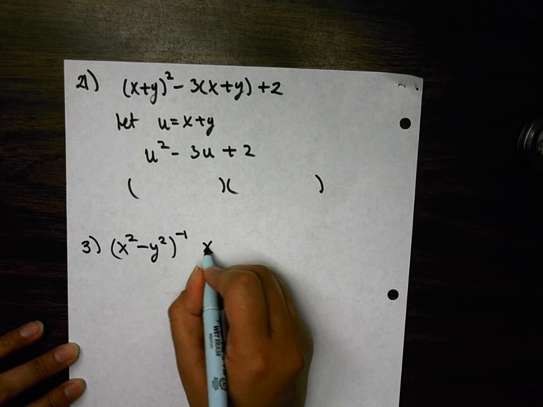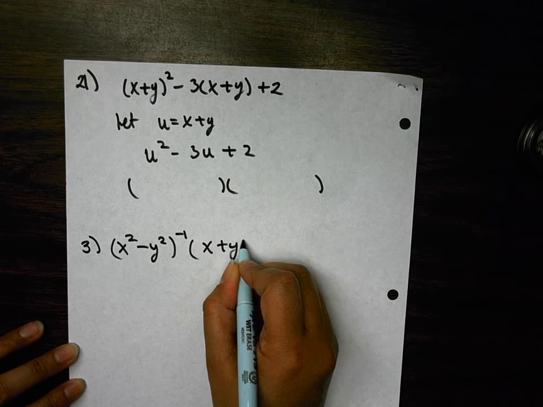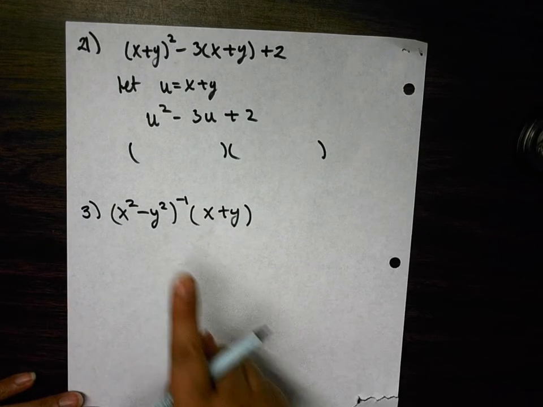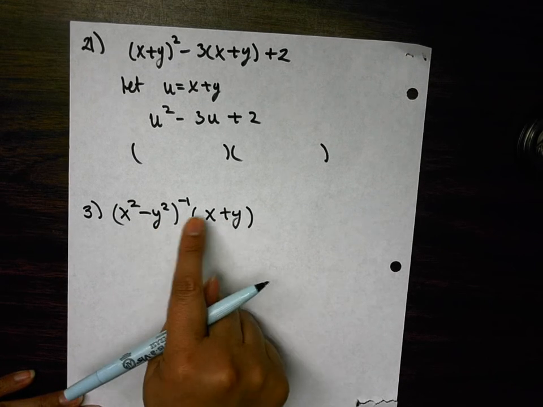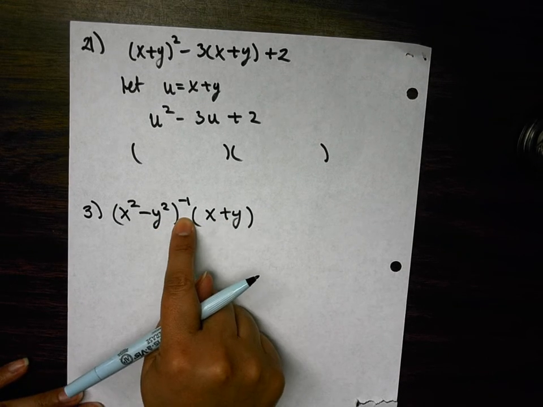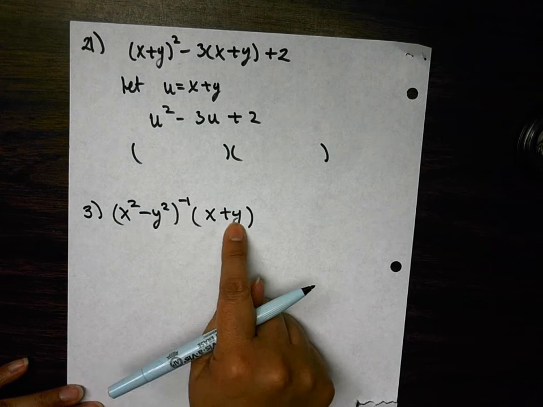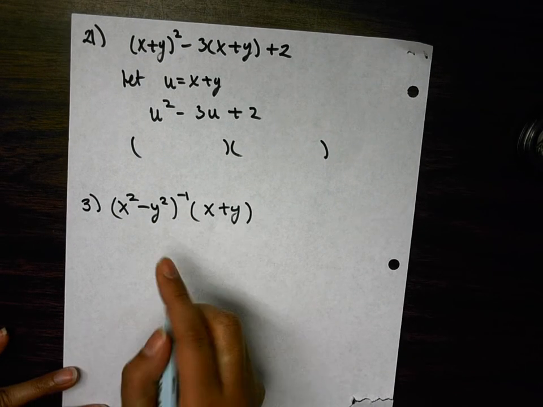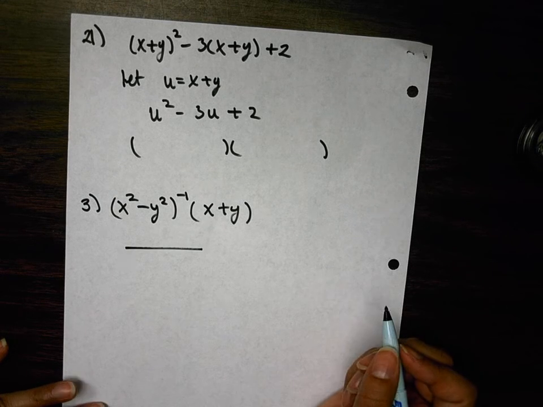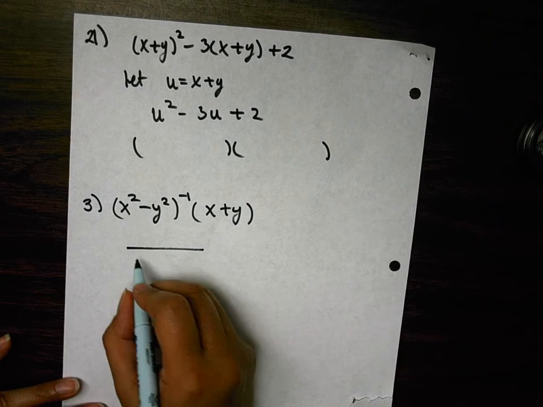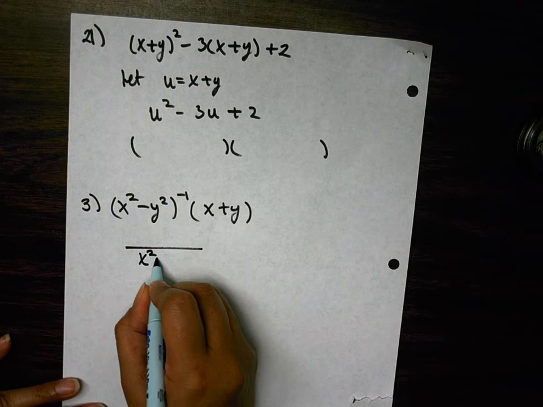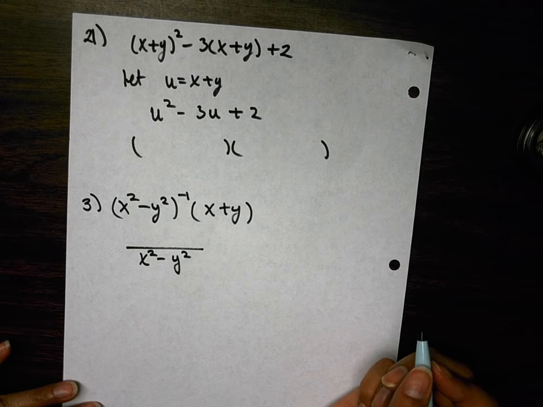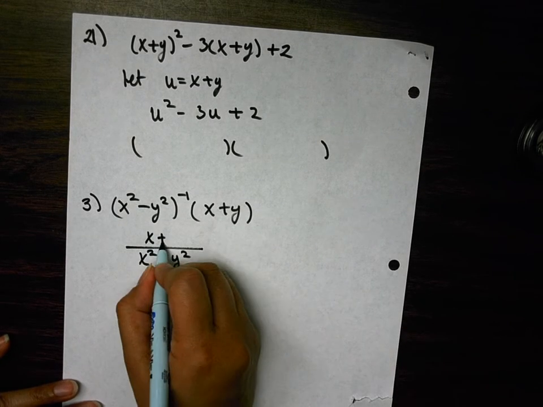X squared minus y squared raised to the negative 1, and then x plus y in parentheses. Is that correct? And how are these two held together right here: multiplication, addition, or subtraction? Okay, so because this is one big term, chunky, but held together with multiplication, can I change it to one fraction? What's moving to the bottom? What's staying at the top?